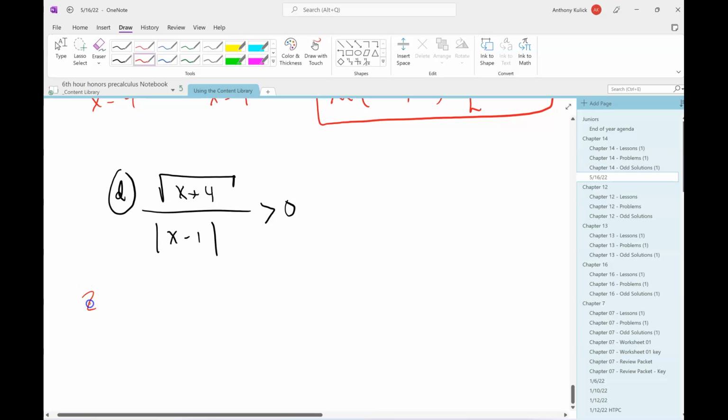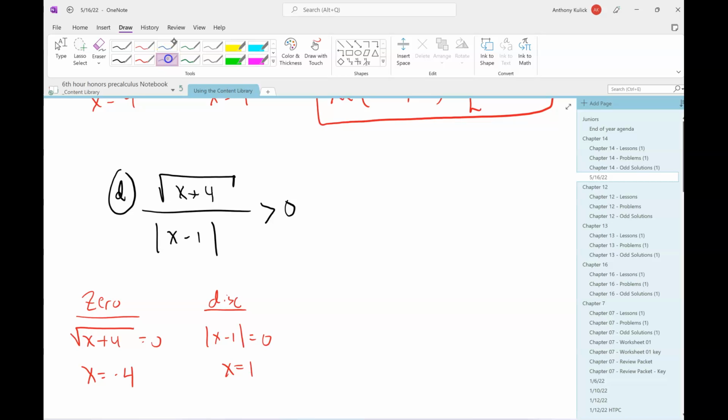Well, we're going to do it the same way. So the numerator set equal to 0 is going to give me our zeros. So that's just going to be -4. Any questions with how I did that just in my head? Our discontinuity is going to come from the denominator set equal to 0. That's just going to be 1, right?